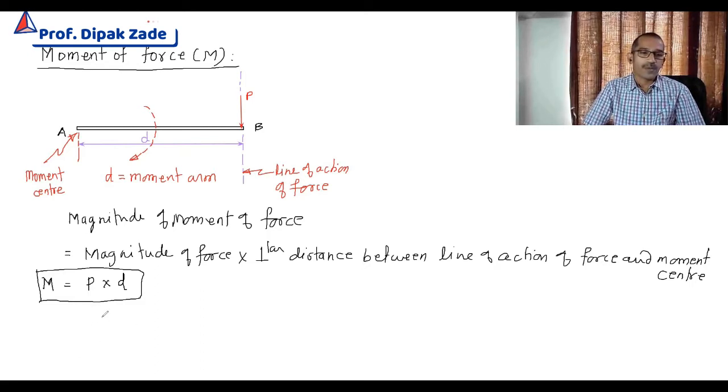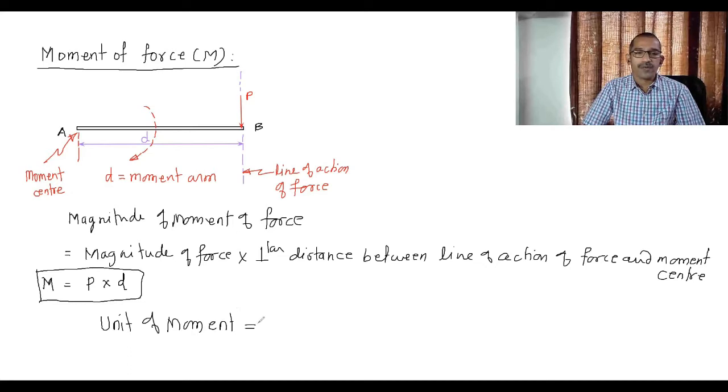Now what will be the unit of moment of force? The unit of force is Newton, and the unit of distance is meter, so the unit of moment is Newton meter. And when we find this moment, there are two possibilities: you may get a clockwise moment or an anti-clockwise moment.